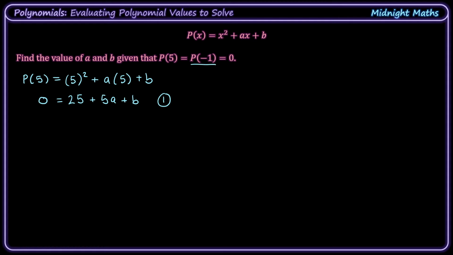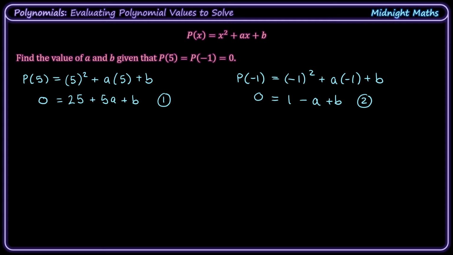The second equation will come from p of -1. So we'll do the same thing, but with -1 now. -1 squared plus a times -1 plus b. So -1 squared is 1 minus a plus b. And once again, that's equal to 0, so I'm just going to put a 0 there to complete our equation, and that's equation number 2.